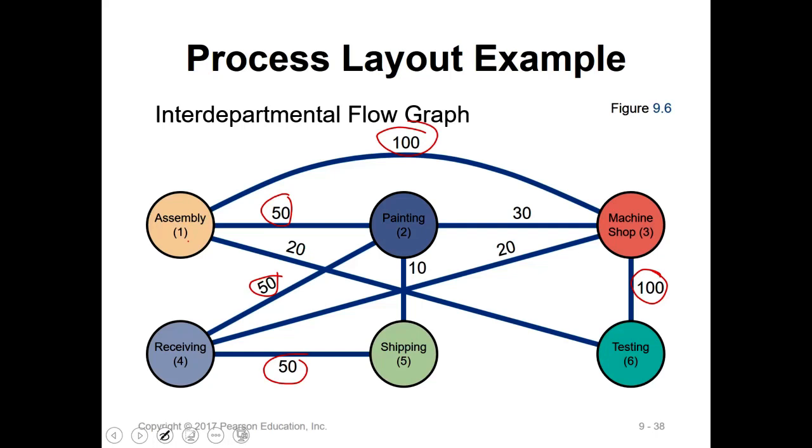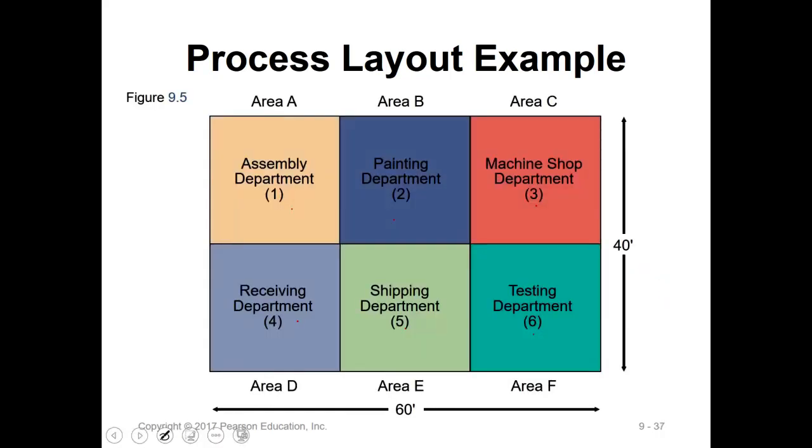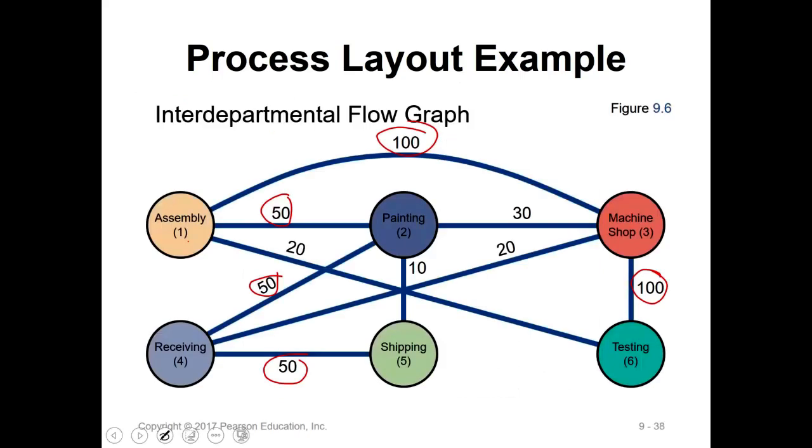So according to this, I want to put them as close together as possible. If you look at 1 and 3, actually this is 100. It's not good if you put them far away. It's better you put them together. So this is the idea of how you arrange the layout to minimize the material handling cost. There is a mathematical model, but in our textbook, we are not going to use the mathematical model with software. Instead, we are going to use the trial and error method.